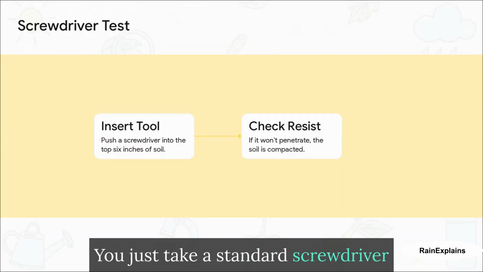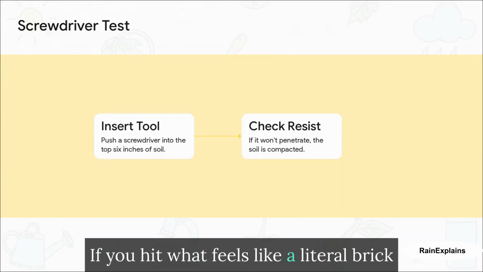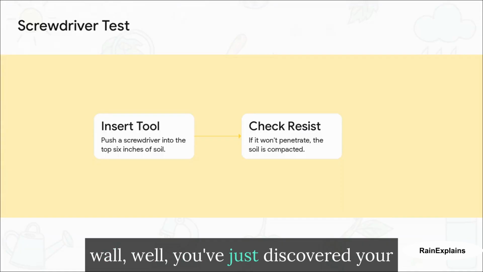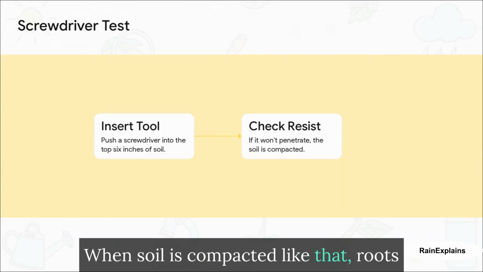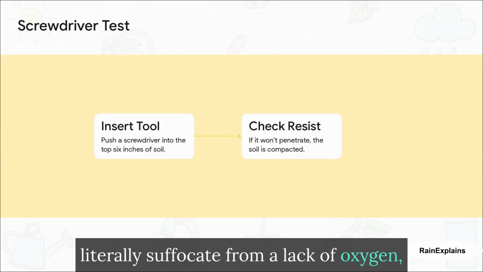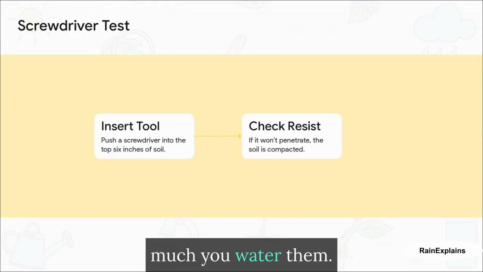You just take a standard screwdriver and try to push it into the top 6 inches of your soil. If you hit what feels like a literal brick wall, well, you've just discovered your problem. Your soil is heavily compacted. When soil is compacted like that, roots literally suffocate from a lack of oxygen, and they cannot absorb water or vital nutrients like calcium, no matter how much you water them.